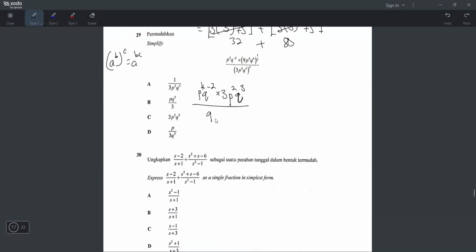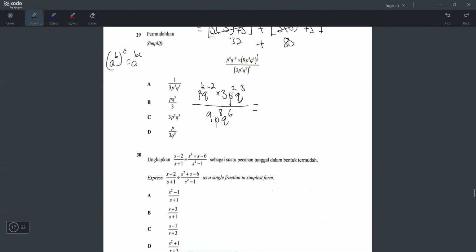p power 4 power 2 is p power 8, because 4 times 2, and then q power 3 power 2, q power 6. Okay, and then now I want you to realize something. Actually, there's nothing in between here, but it's actually times, right? Everything here is times relation. Even if you never write it, I want you to know it's times.